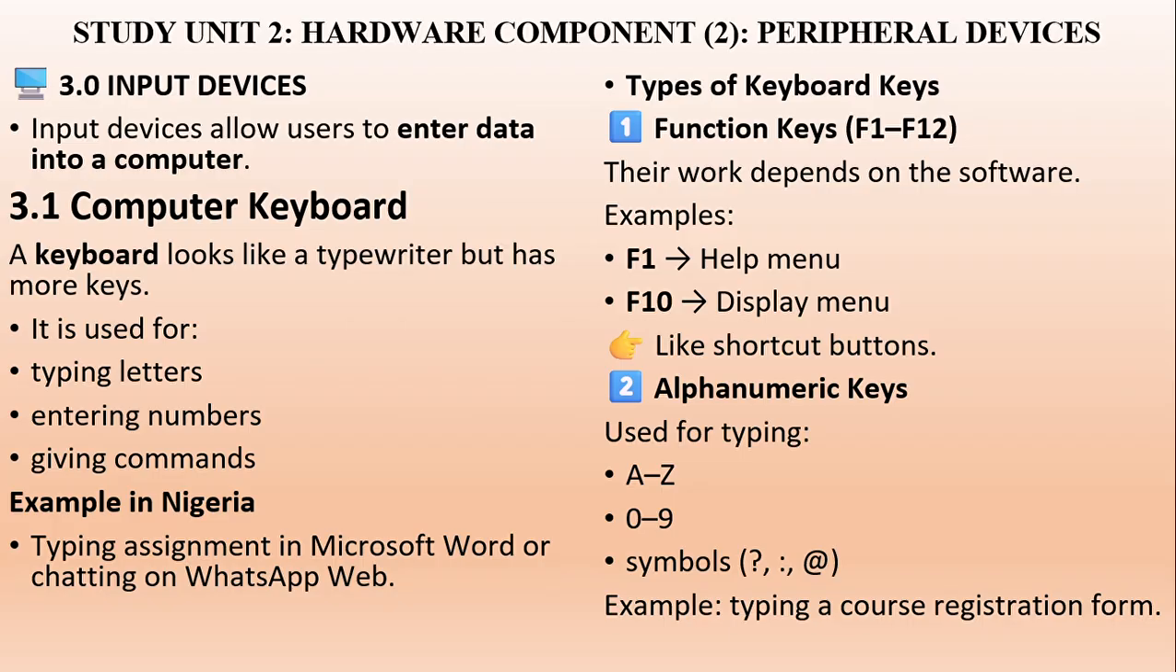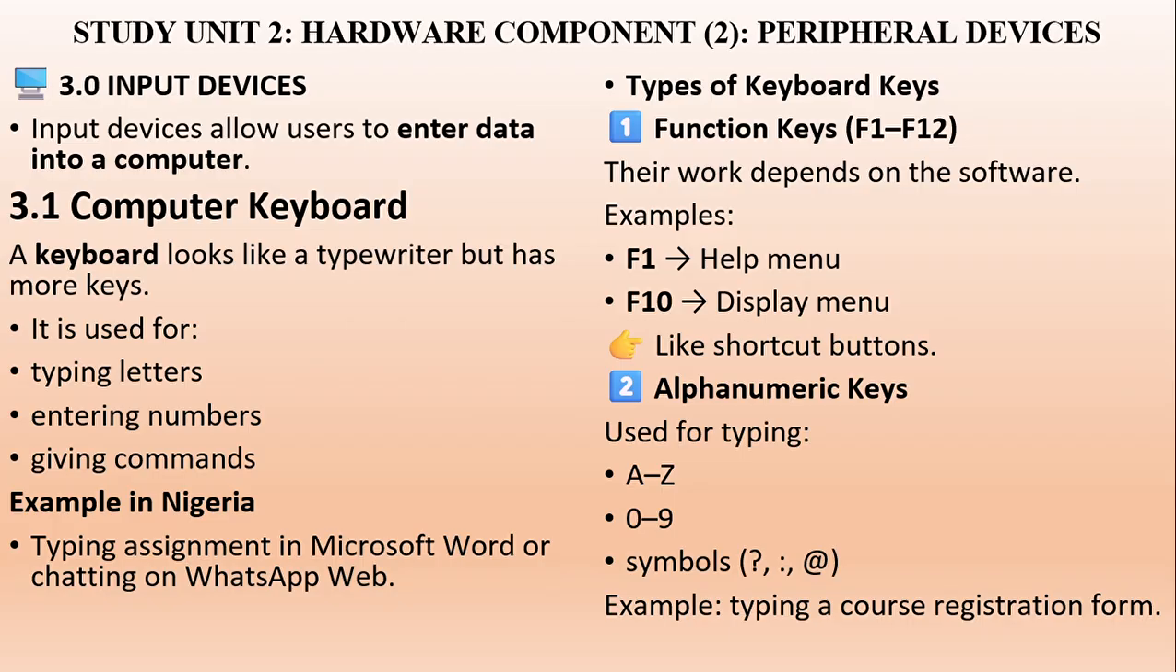Alphanumeric keys. What does this mean? Alpha is an abbreviation for alphabet, so we are connecting alphabet with numbers. Alphanumeric keys are used for typing. Your A to Z, your 0 to 9.